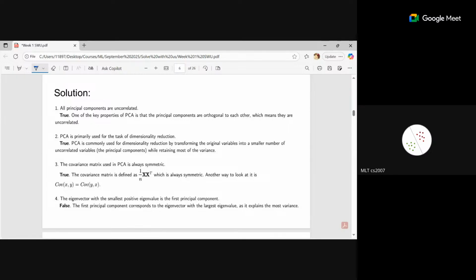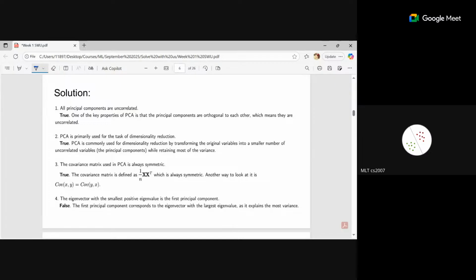The third is: the covariance matrix is always symmetric. As mentioned here, the covariance matrix is given by XX transpose by N, and this matrix is symmetric. If you have solved some problems in the assignment, you had also observed the covariance matrix that you get. The covariance of XY is equivalent to covariance of YX, and that is what we mean by symmetricity. So the third option is also right.